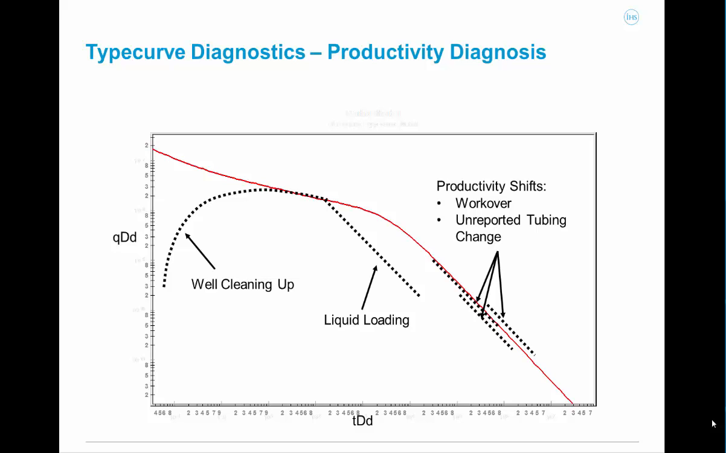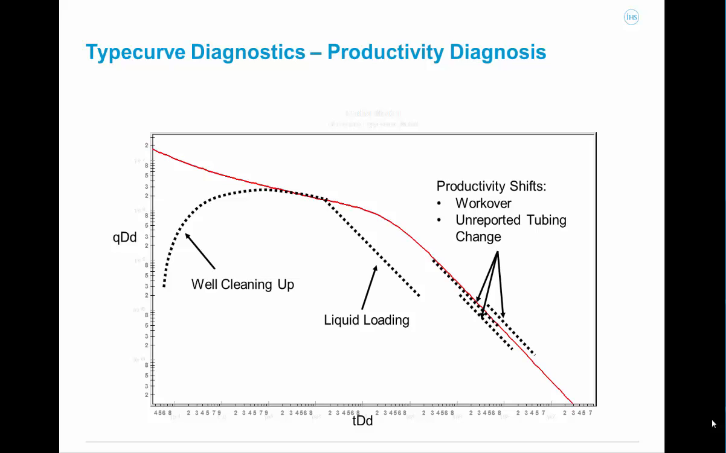If we get parallel trends in the data, we mean we're getting productivity shifts, where at some point in time, something happened, operator's gone in, perhaps done a workover, or changed out the tubing. There's a step change in productivity because something has happened.